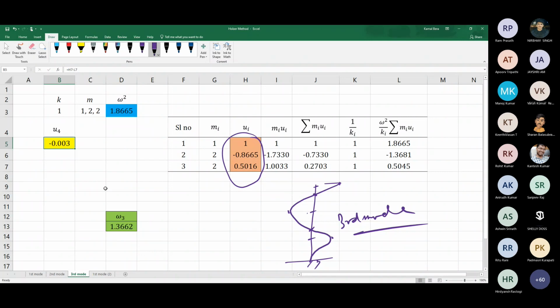Clear? Yes, sir. So please quickly do the calculation. What are the exact natural frequencies omega 1, omega 2, and omega 3 for the system I have given to you?